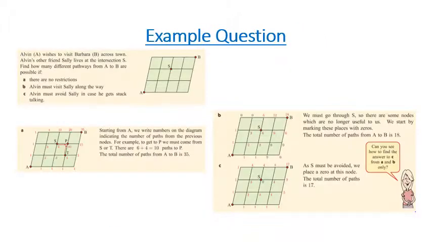Let's have a look at this example question. Reading up here, it says Alvin wishes to visit Barbara across town. Alvin's other friend Sally lives at the intersection of S. This is based on our diagram here. Find how many different paths from A to B there are, if possible, if there are no restrictions. So let's look at no restrictions at the moment.